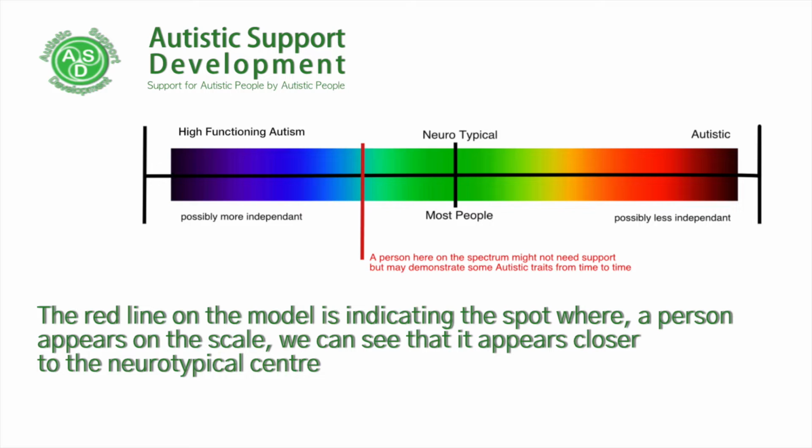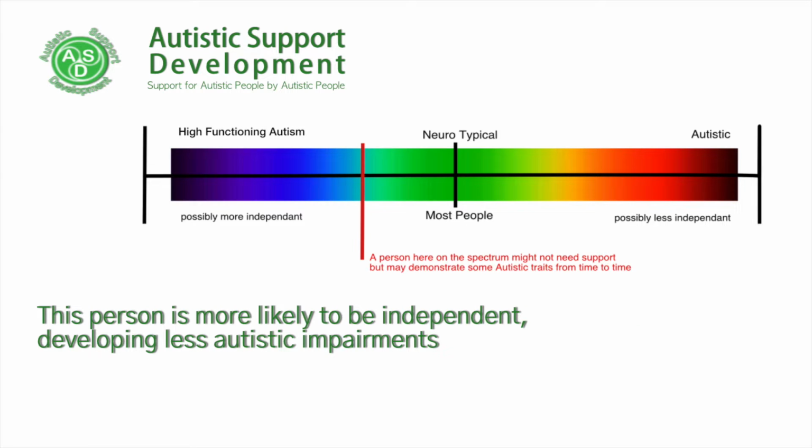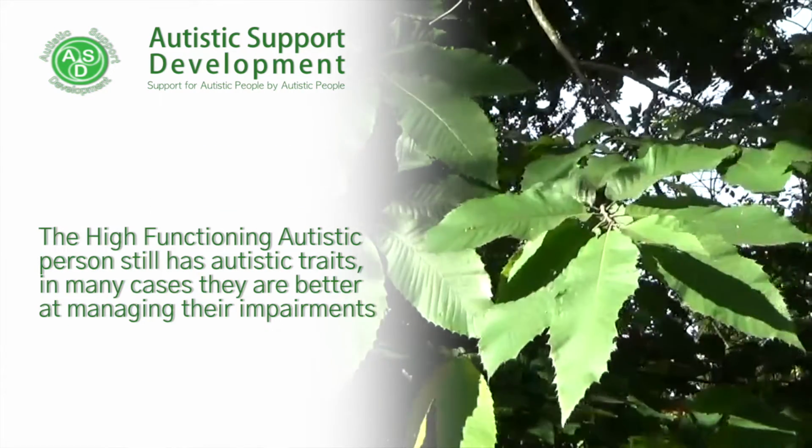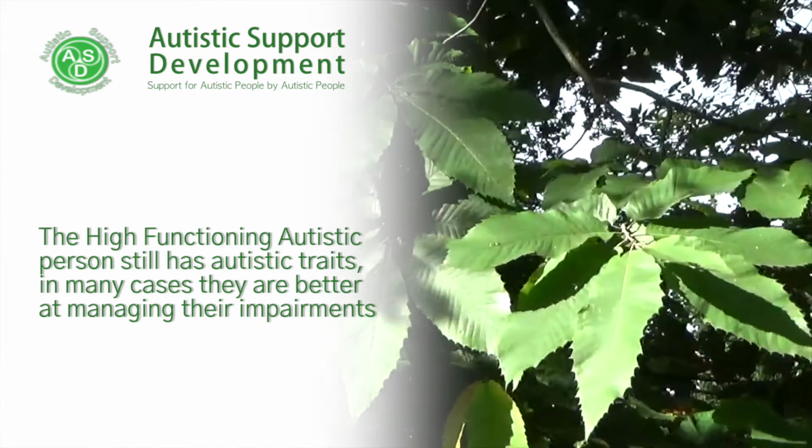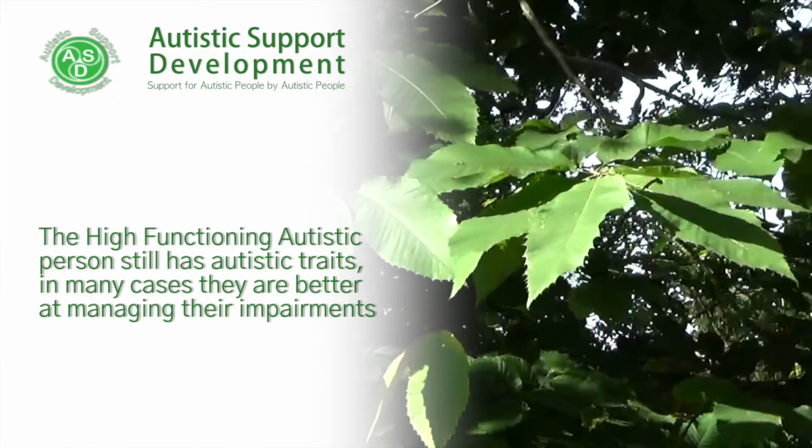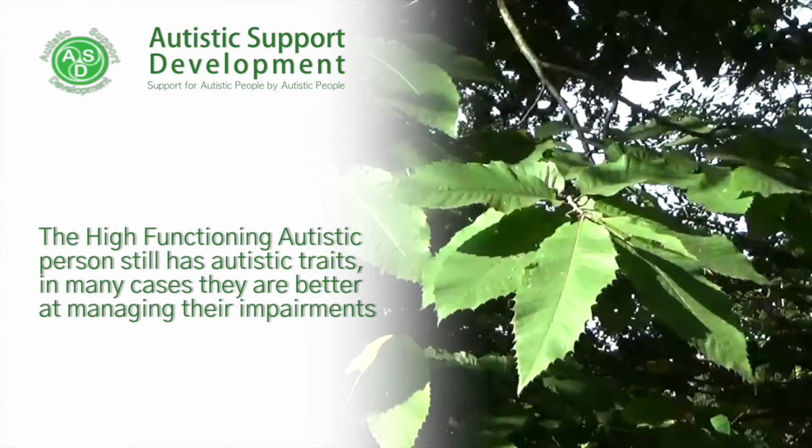The red line on the model is indicating the spot where a person appears on the scale. We can see that it appears closer to the neurotypical centre. This person is more likely to be independent, developing less autistic impairments. The high-functioning autistic person still has autistic traits. In many cases, they are better at managing their impairments.